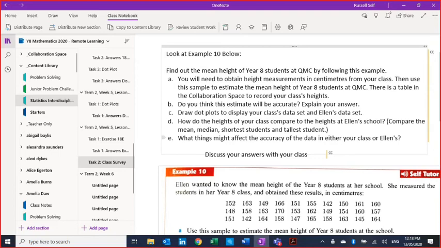Yeah? So if you get weird numbers, I'm going to know that you just picked some numbers out of the air or whatever. And it better not look exactly like Ellen's, but it should look similar, shouldn't it?